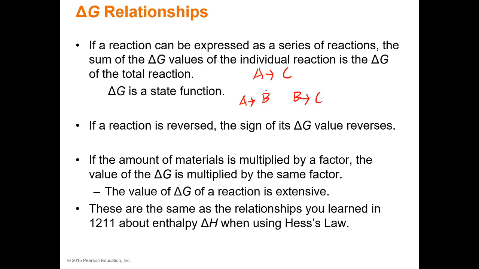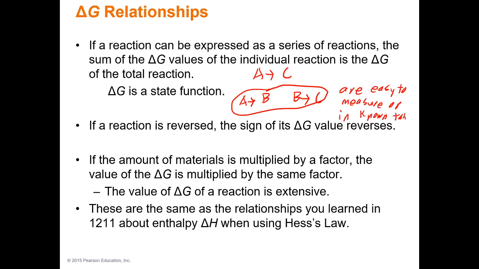Now let's say these are easy to measure or in known tables. So like you already know these things. We've done a bunch of experiments. We know how hard it is to get A to go to B. We know how hard it is to go to B to go to C. On the other hand, this is unknown or hard to measure. So you can combine these two reactions together and it will give you the same value as if you just looked at the reaction A goes to C. So we're going to do this by making changes to these reactions like A goes to B and B goes to C to figure this out.